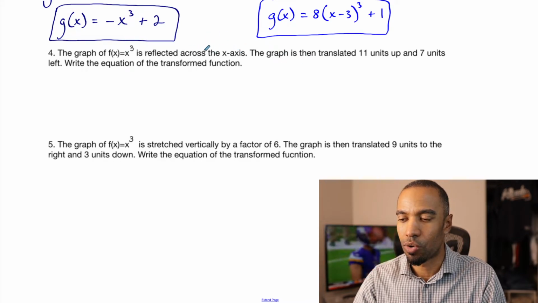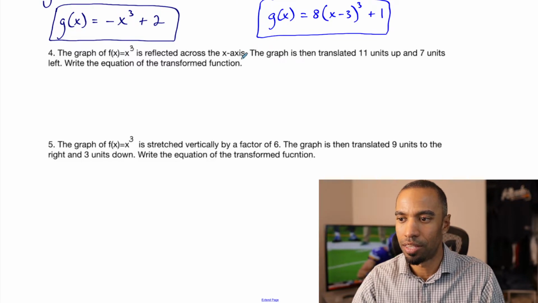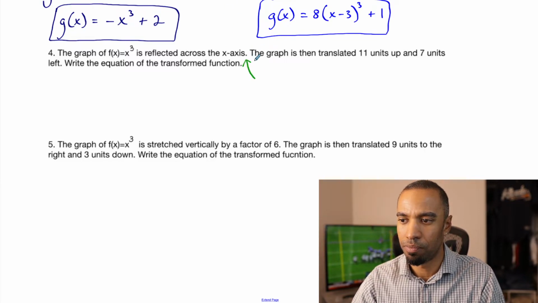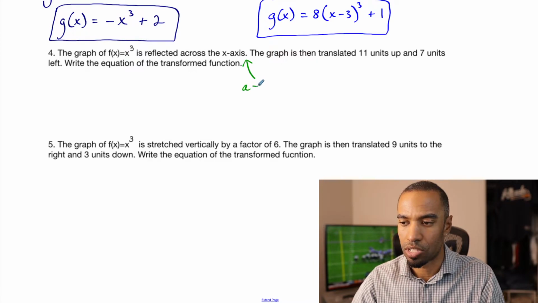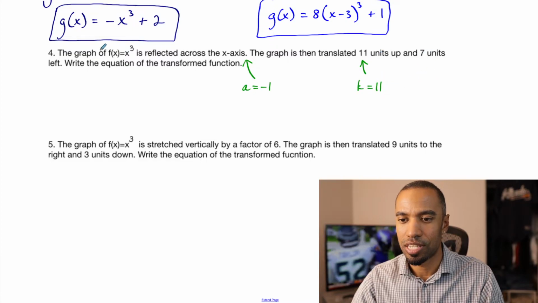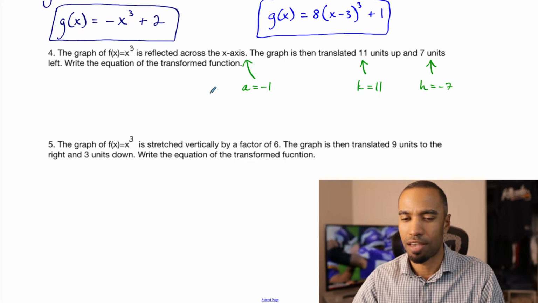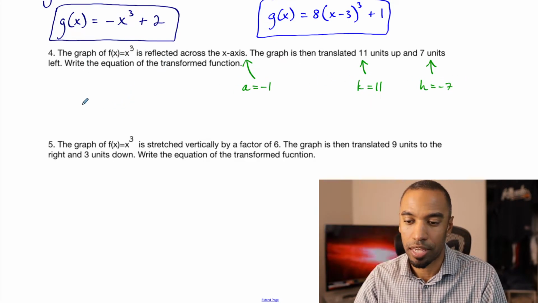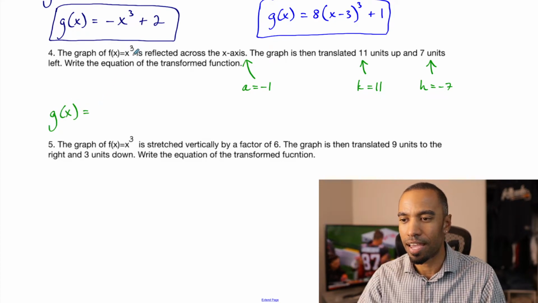Okay, reflected across the x-axis sounds like a vertical reflection there. That is an a value. That's a negative a value. It doesn't talk about a vertical compression or stretch, so I'm just going to say a is negative 1. It's translated 11 units up, which is a k value of 11, and 7 units left is an h value of negative 7. So there's nothing else there. So let's see. G of x is going to be the translated thing, and they say of x cubed.